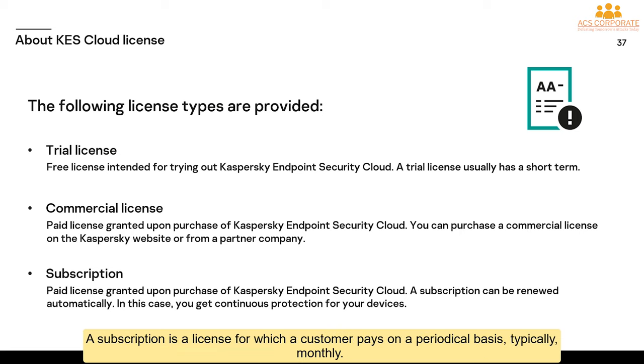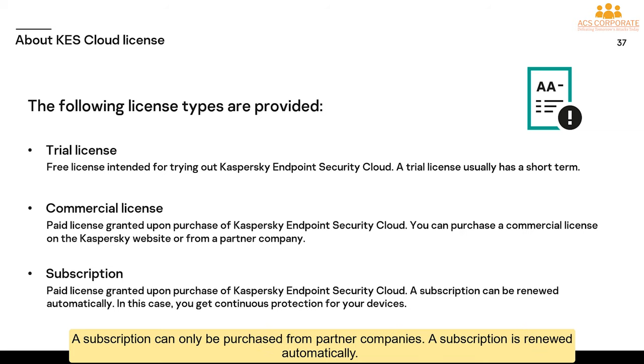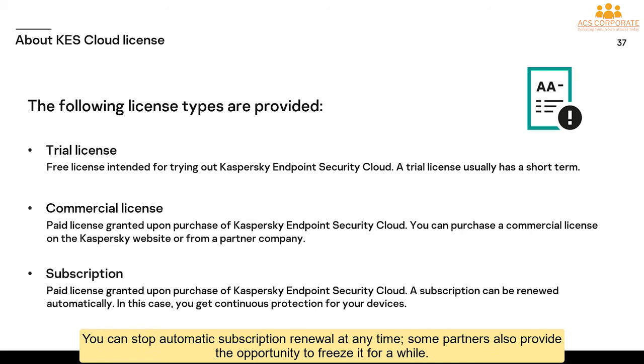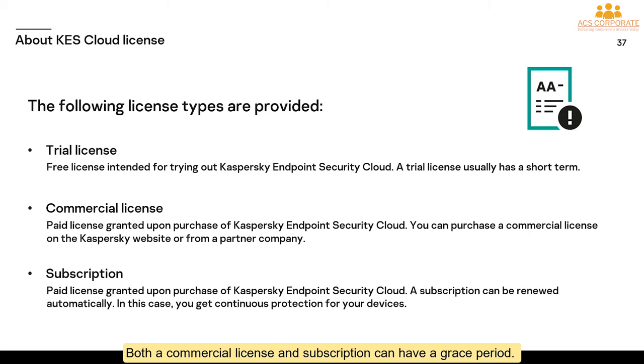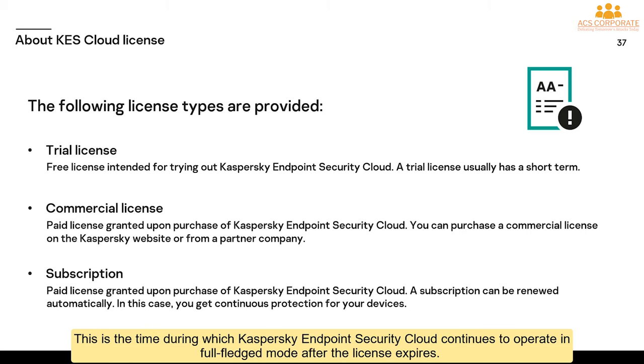A subscription is a license for which a customer pays on a periodical basis, typically monthly. A subscription can only be purchased from partner companies. A subscription is renewed automatically. You can stop automatic subscription renewal at any time. Some partners also provide the opportunity to freeze it for a while. Both a commercial license and subscription can have a grace period. This is the time during which Kaspersky Endpoint Security Cloud continues to operate in full-fledged mode after the license expires.